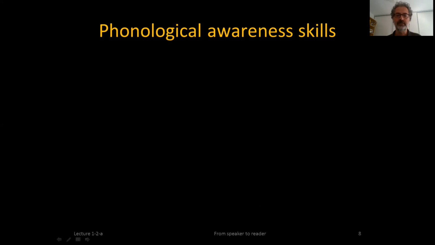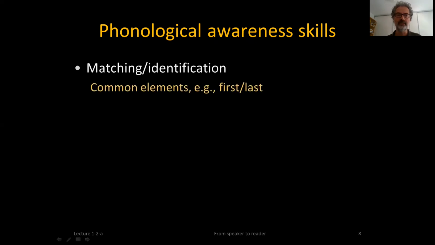What kinds of phonological awareness skills are there? What kinds of things can you do if you have good phonological awareness? Well, the simplest thing that preschoolers can do is matching. Matching, for example, would be being able to tell that melk and mur have the same sound in the beginning. That would be a matching. But milk and äpple don't have the same first sound.